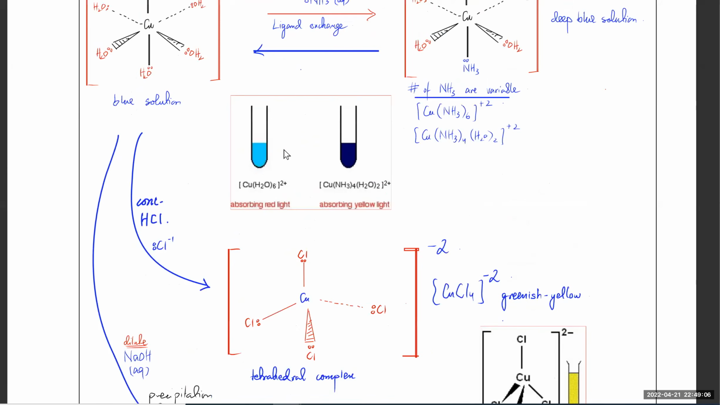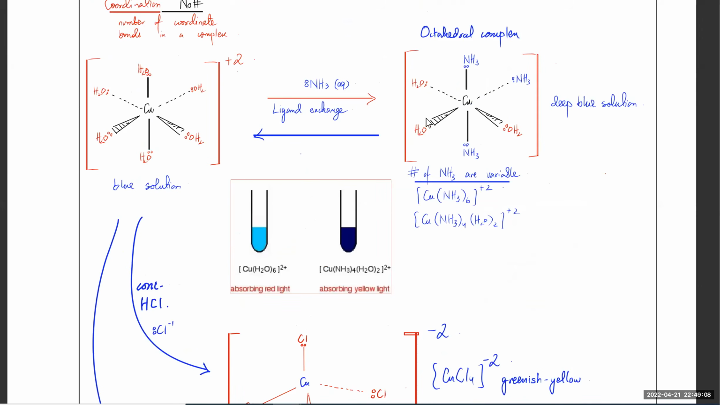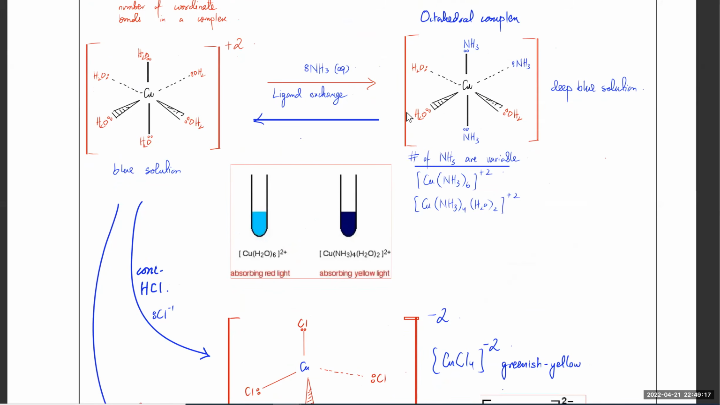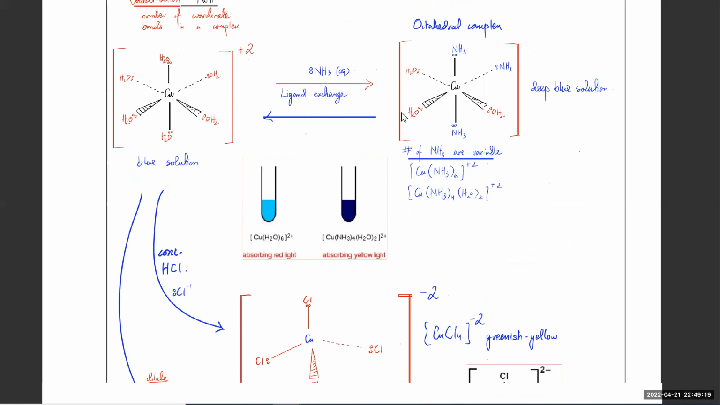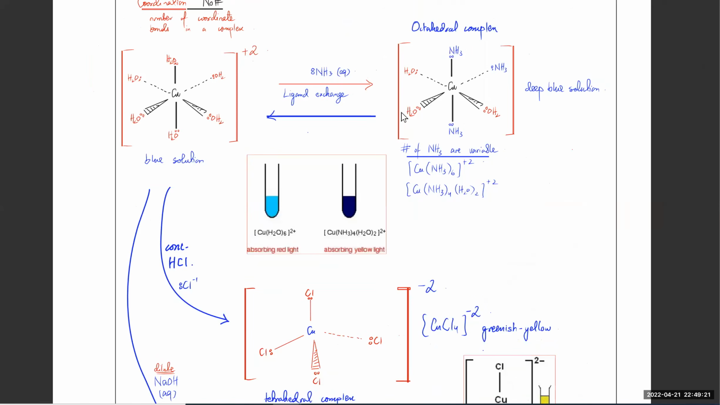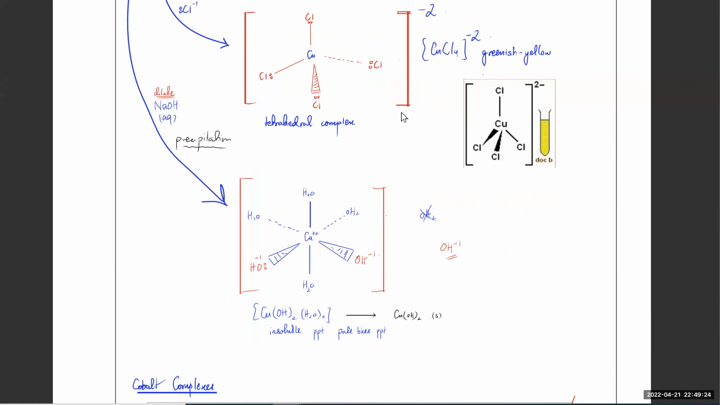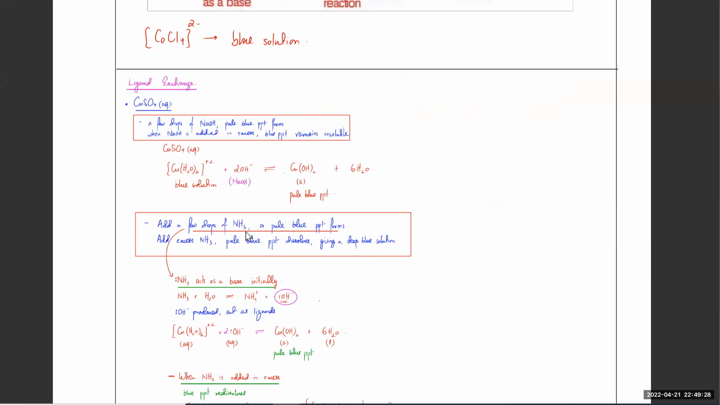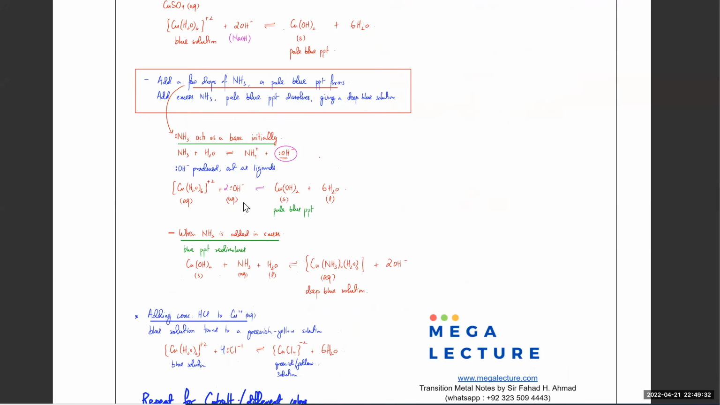For cobalt and copper, it's the same. If the ion is +2, then 2 OH ions will come. Everything is exactly the same for cobalt, except the colors are different. Even these equations are exactly the same. They're going to ask you to write equations about ligand exchange, so they would be exactly the same.